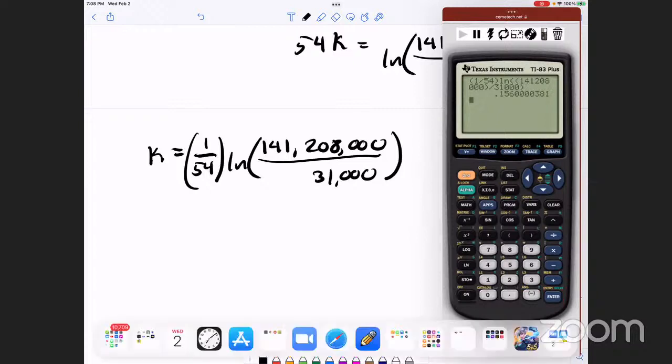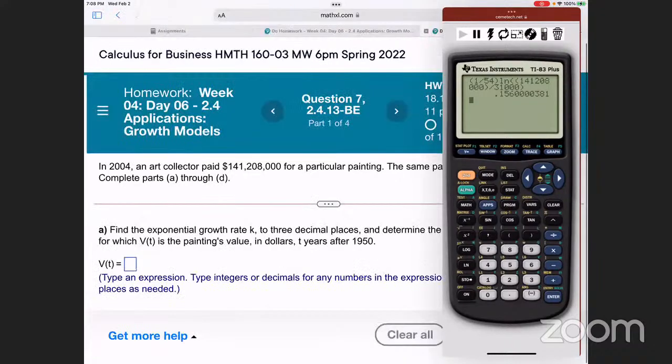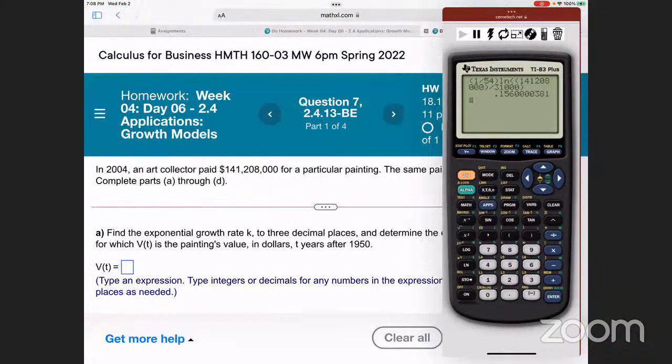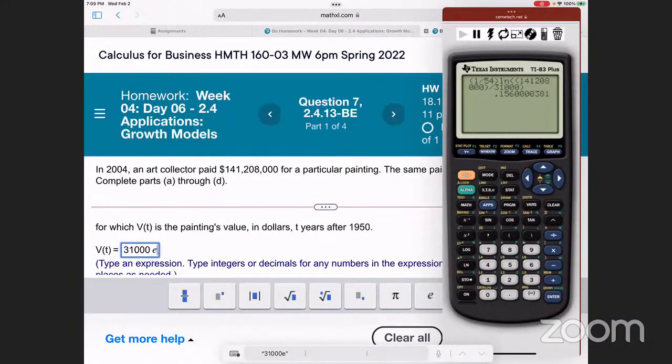So then what we're gonna do is hop back over here and submit that result. Type an expression, type an integer to 3 decimal places. So they want us to plug that in for k. So our initial conditions, we got 31,123 times e to the power of our k, which is 0.156, times t, right? Now, we could check that this function works before we submit it. Yeah, let's put a 0 in there just to make it a little more clear.